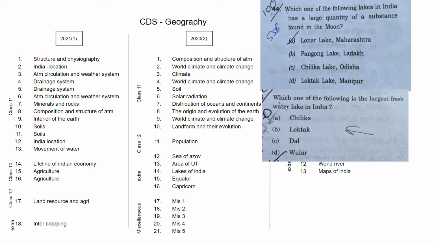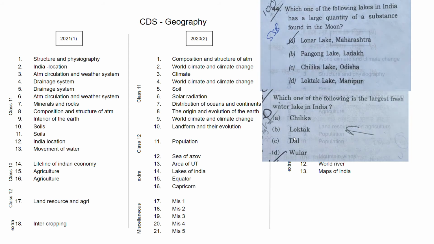Now a similar question was asked earlier also. Which one of the following is the largest freshwater lake in India? So the names of the lakes get repeated. Bhimtal, then we have Chilika Lake, etc. I have also mentioned this in my document on extras.